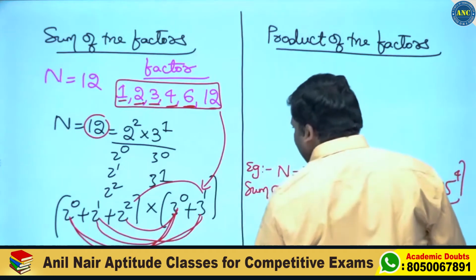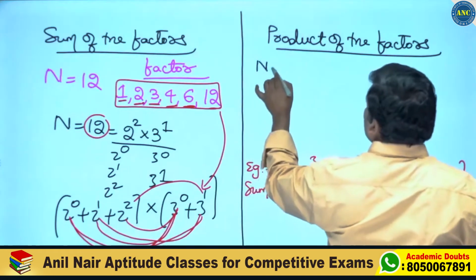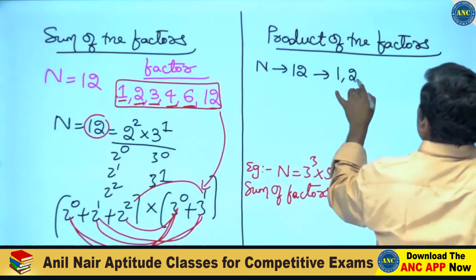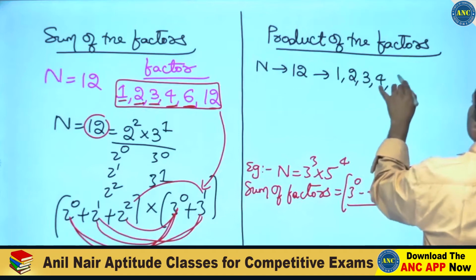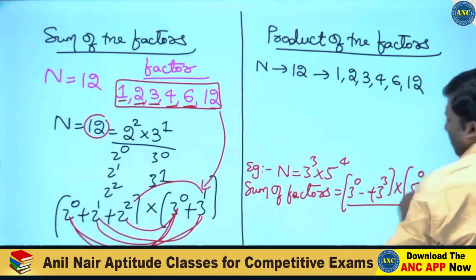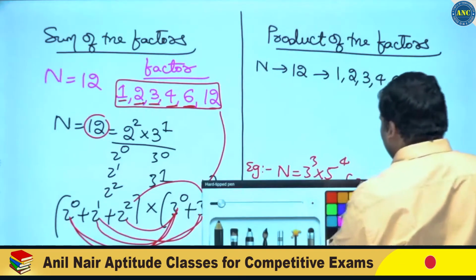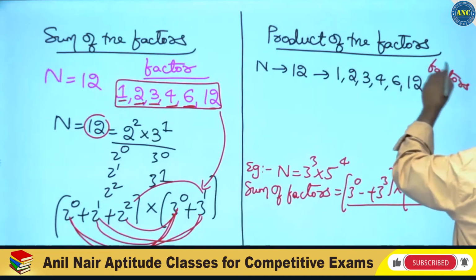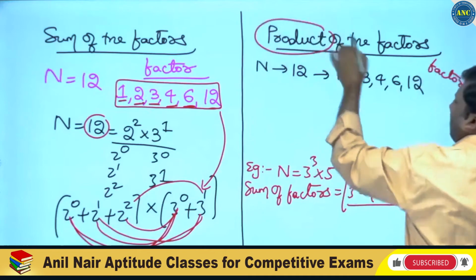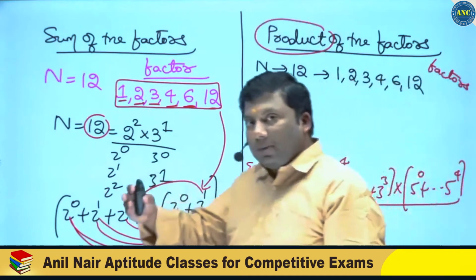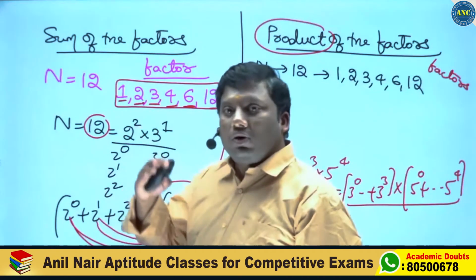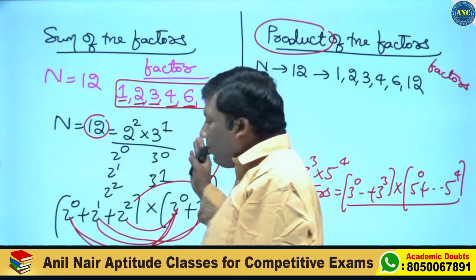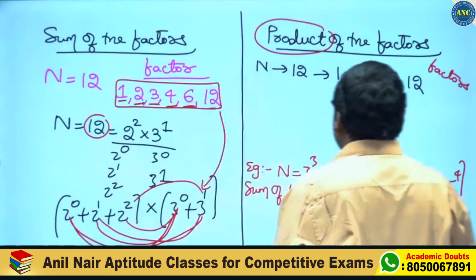Similarly, take the same number, n is 12. What are the factors of 12? 1, 2, 3, 4, 6, 12. These are all the factors of 12. Product means into, I need to multiply. Sum means I need to add. Sum of the factors means I need to add all the factors. Product of the factors means I need to multiply.